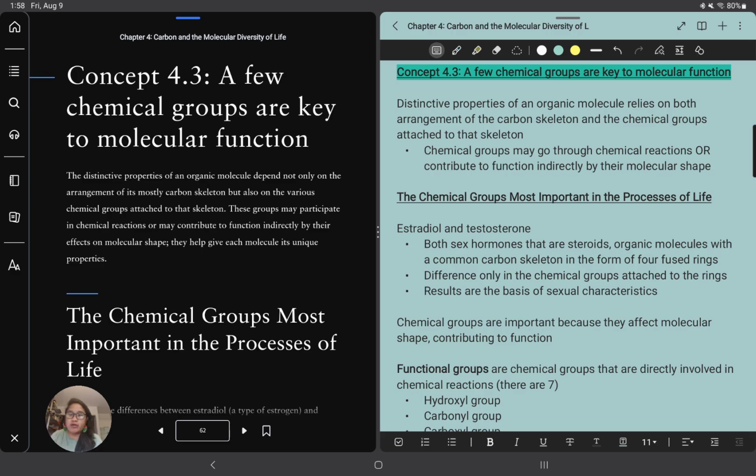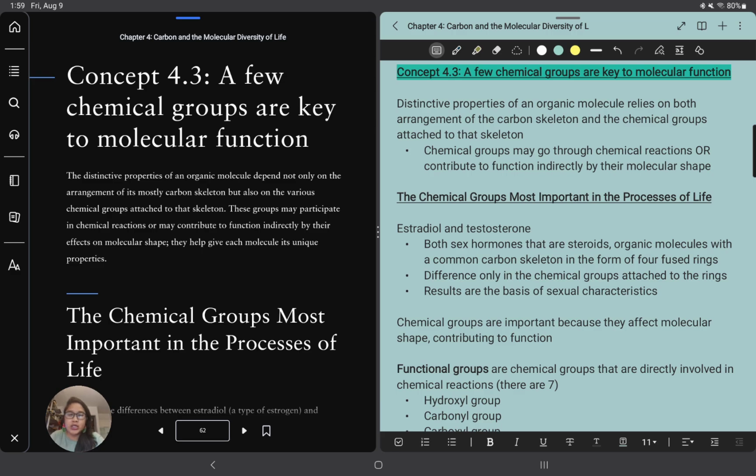This video will be going over concept 4.3. A few chemical groups are key to molecular function. So, the distinctive properties of an organic molecule depend not only on the arrangement of its mostly carbon skeleton, but also on the various chemical groups attached to that skeleton. These groups may participate in chemical reactions or may contribute to function indirectly by their effects on molecular shape. They help give each molecule its unique properties.